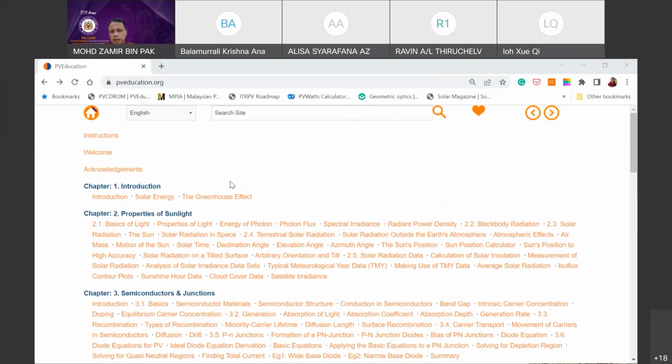Even though the main content is tailored or customized for solar cells, photovoltaics generally, if you look at the outline shown on this website, you can actually find a lot of topics that are very related to this course. For example, you can just Google search PV education, and then you're going to end up with pveducation.org. Then you click that website.